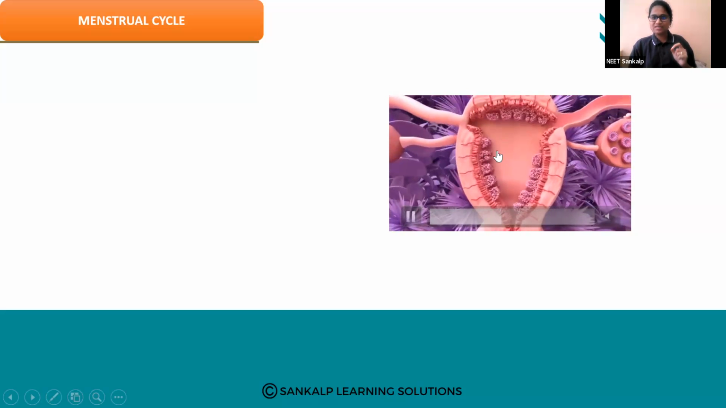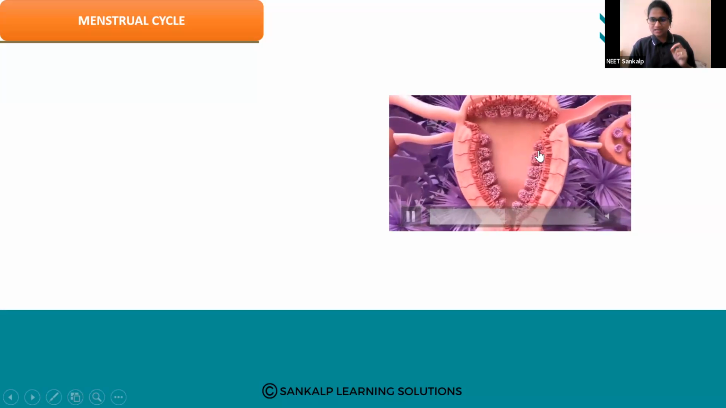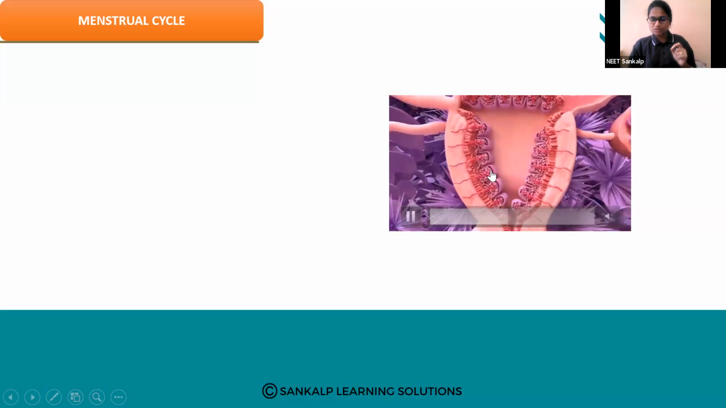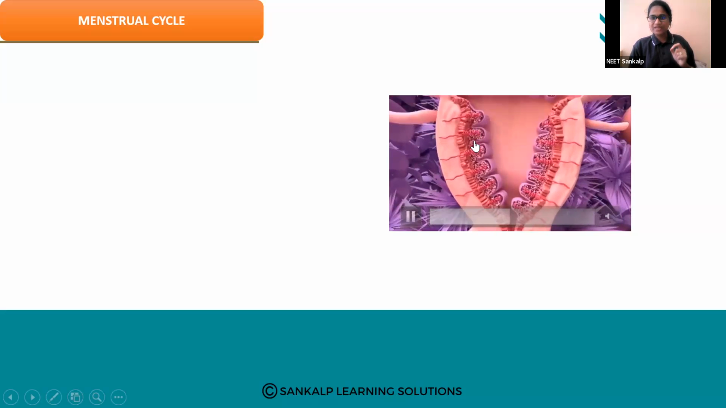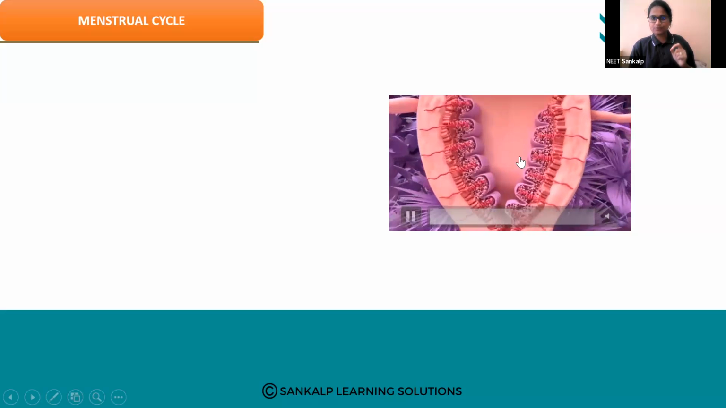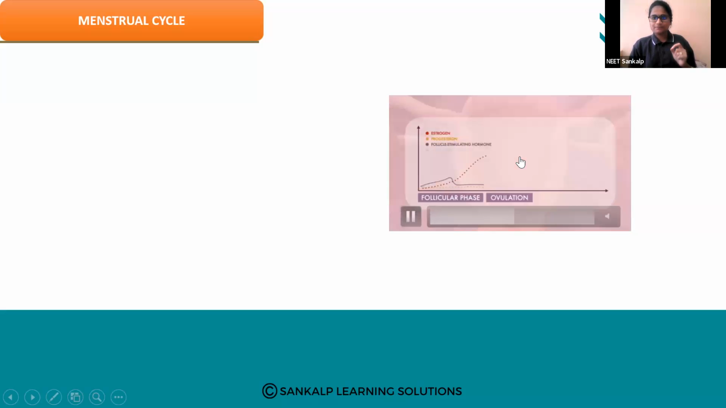At the same time, this is a uterus. So the perimetrium is there, and the inner layer is thickening, you can see here. This layer is nothing but the endometrium, the inner layer. Next. Now what is happening? Luteinizing hormone. Luteinizing hormone is represented by the blue color light, right?